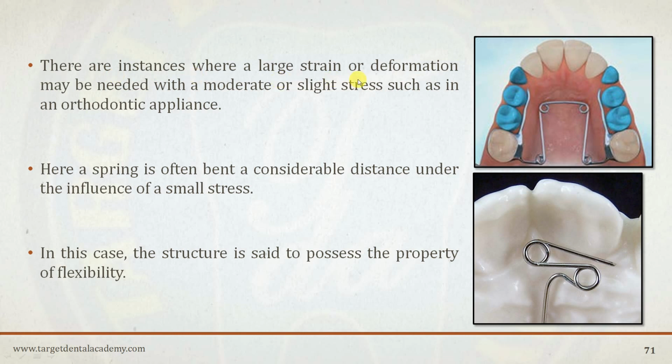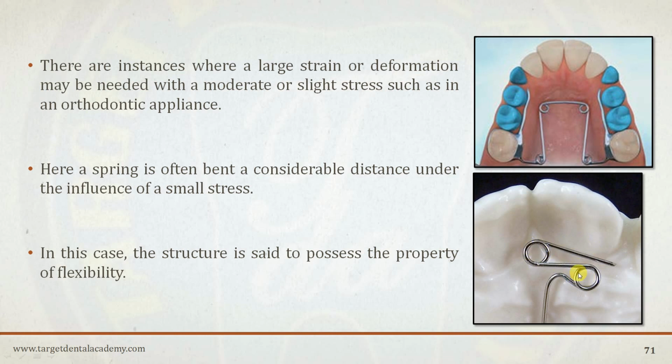See, there are instances where a large strain or deformation may be needed with a moderate or slight stretch, such as in an orthodontic appliance. This appliance is known as the quad helix appliance. It is mainly used for expansion of the arch and for the correction of posterior crossbite. It is the quad helix because it has 4 circles. This arm will create a push pressure. It will push these 3 teeth, these 3 segments, buccally, so that your crossbite is corrected and you get an expanded arch.